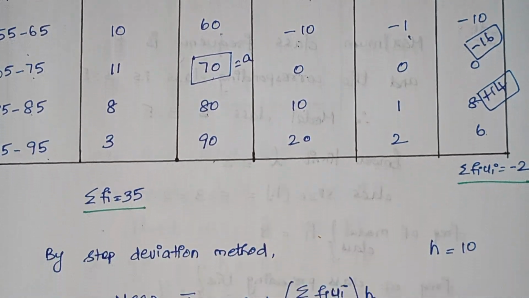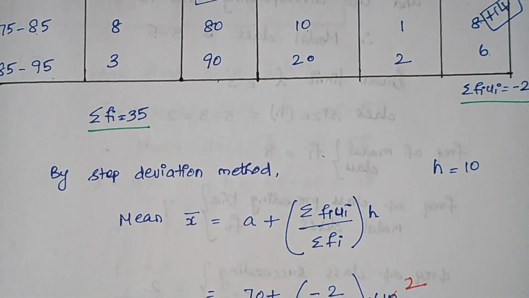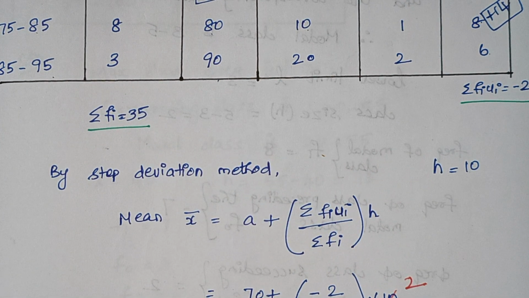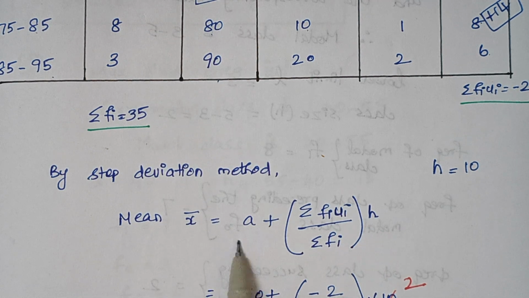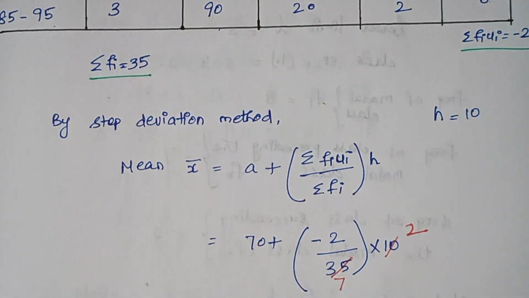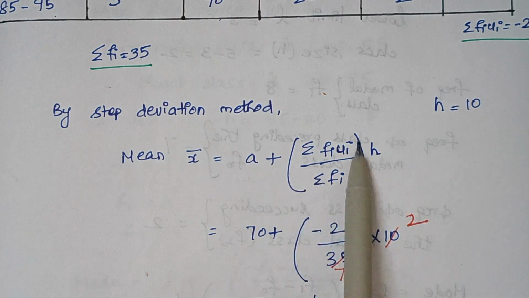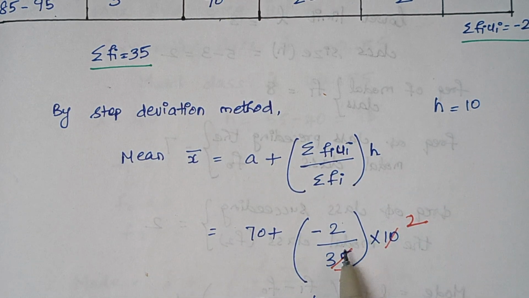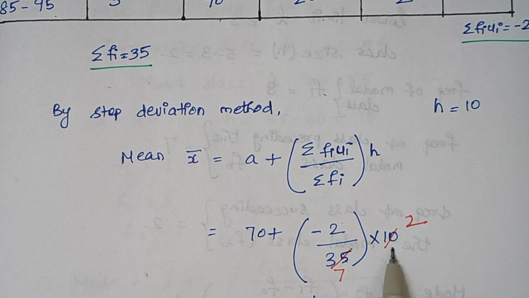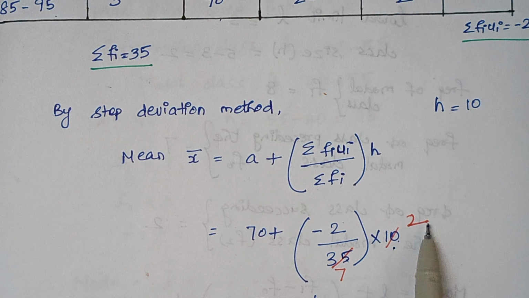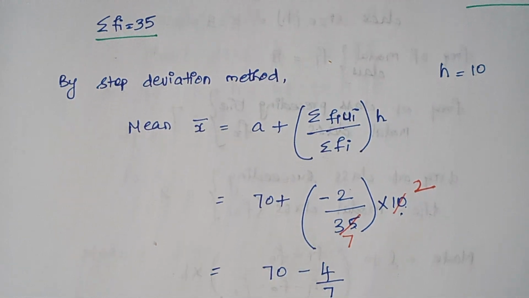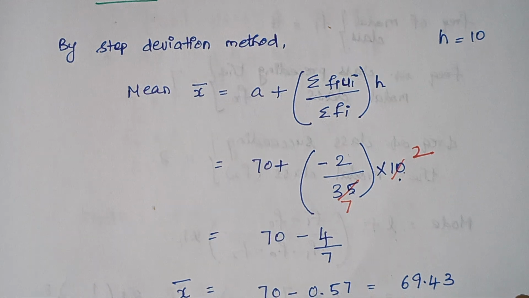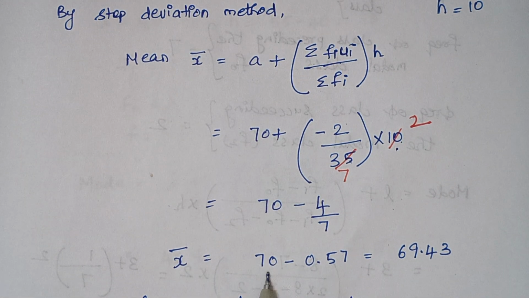By the step deviation method, this is your formula: a plus summation of fi ui by summation of fi, into h. Here the value of a is 70. Just substitute here: 70 plus, this value is minus 2, so minus 2 by summation of fi, which is 35, and here the value of h is 10. When you cancel, here the answer is 2 and here it is 7. So 70 minus 4 by 7. When you solve, the answer is 70 minus 0.57, which is equal to 69.43.